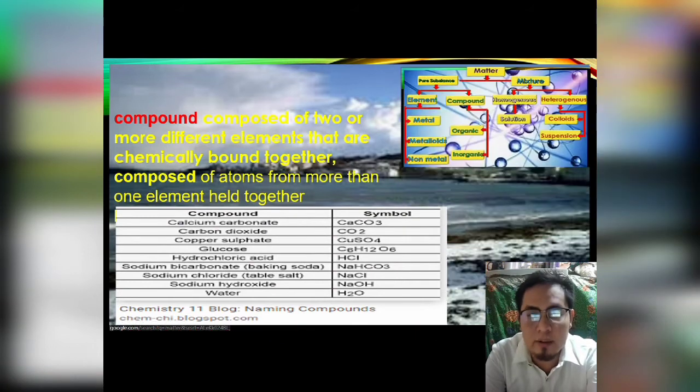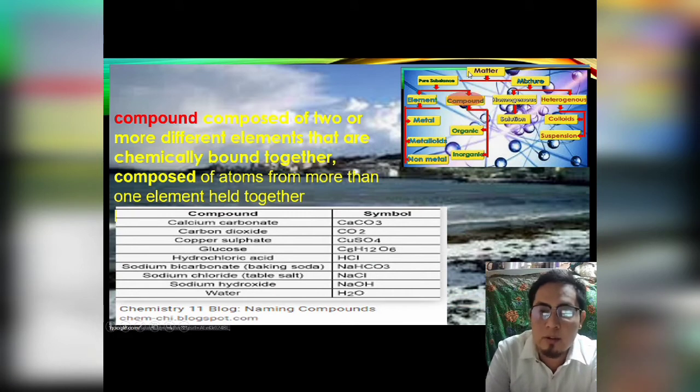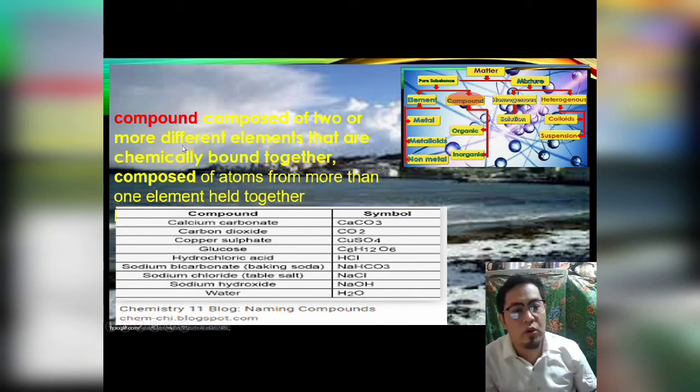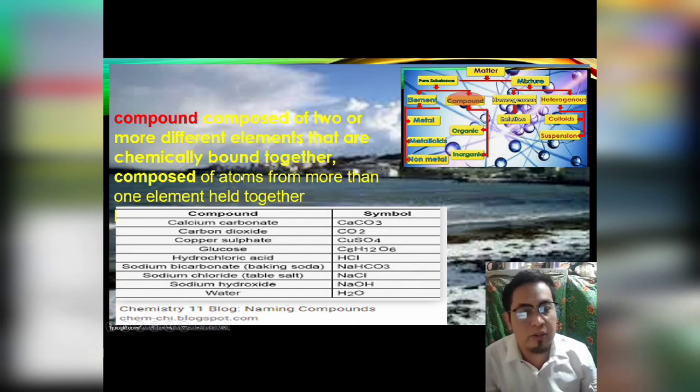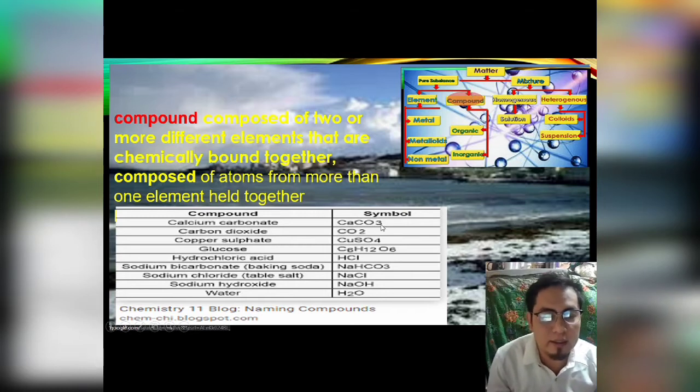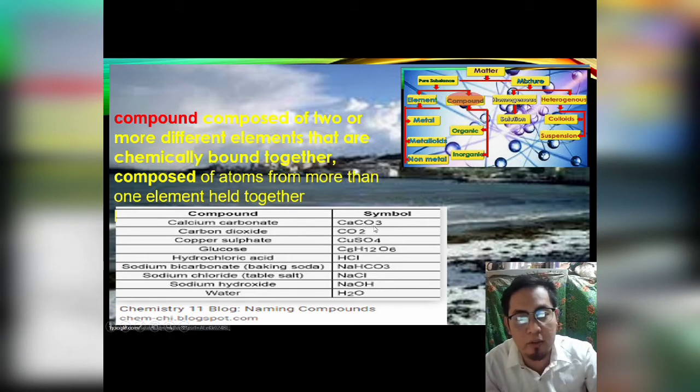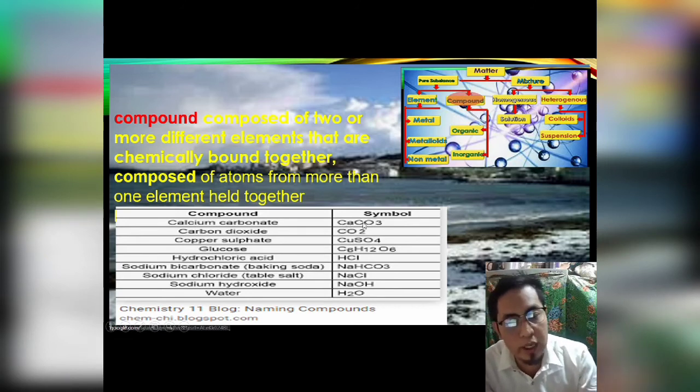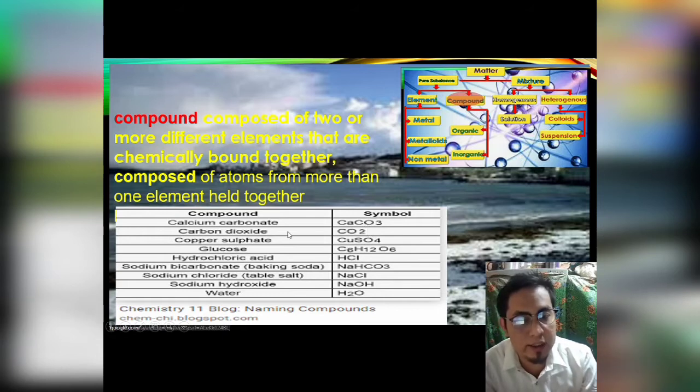Next, we have the compound. A compound is composed of 2 or more different elements that are chemically bound together, composed of atoms from more than one element held together. In a simpler way, if we combine two or more elements, we can form a compound. Example, calcium carbonate: calcium, carbon, and oxygen combined together to form a compound. The definition is the combination of 2 or more elements or atoms. For example, carbon dioxide, a combination of carbon and oxygen.